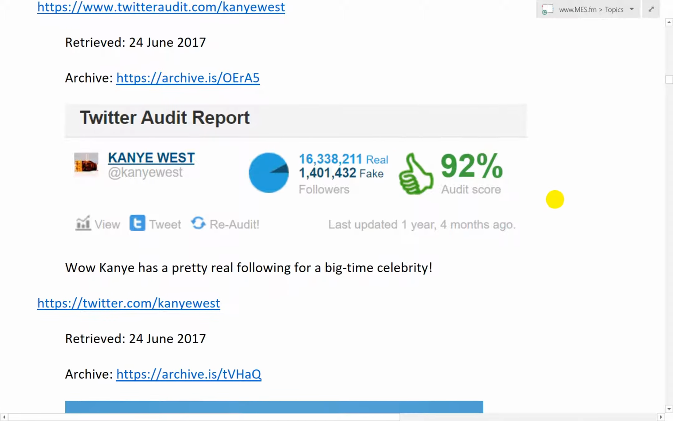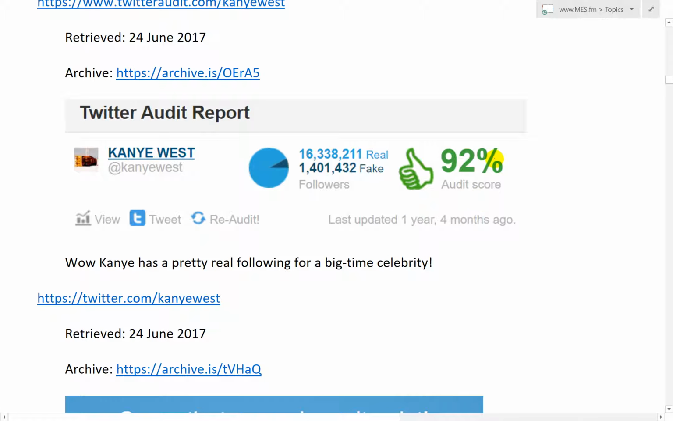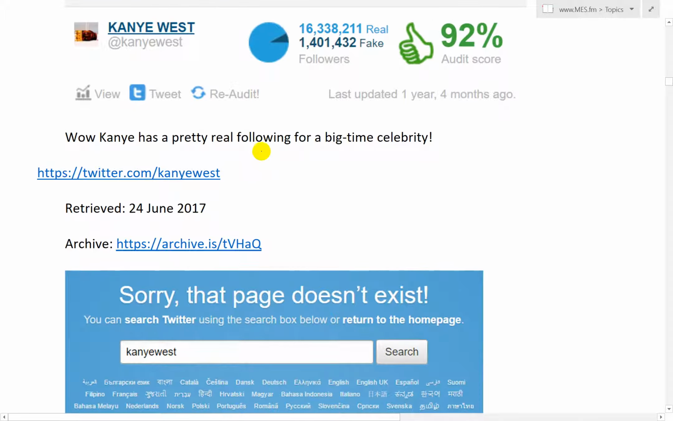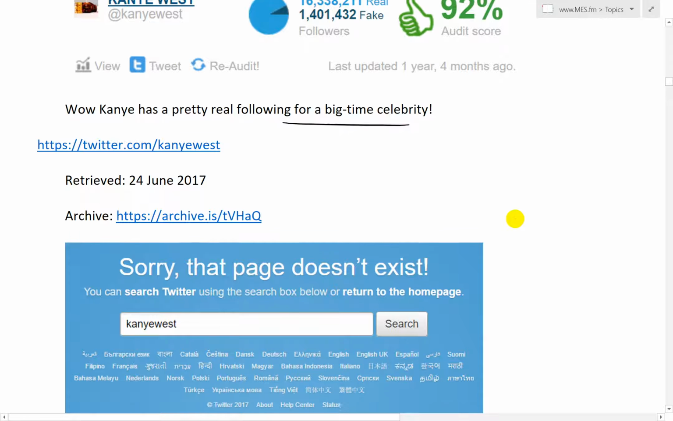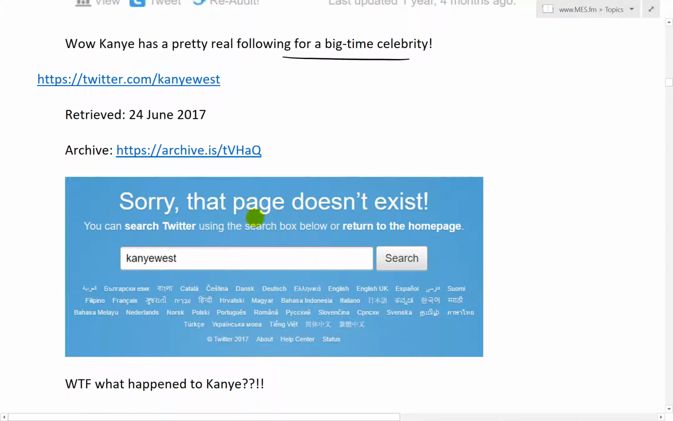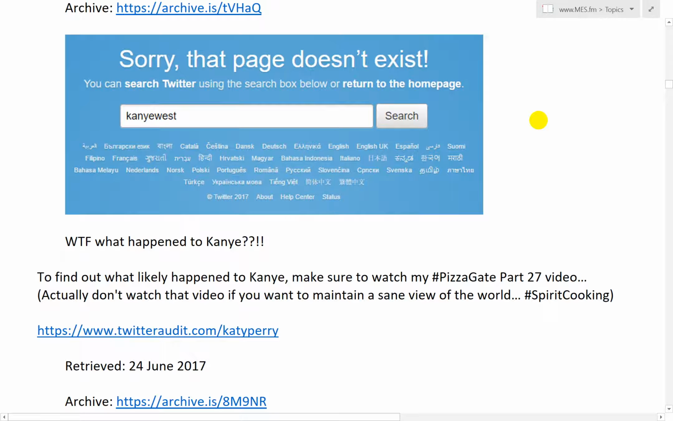I also wanted to check another big time celebrity that has a really high score, Kanye West. He had 16 million real, so 92%. That's very good. Kanye is a pretty real following for a big time celebrity. But now if you go to his account to see what's up, it actually doesn't exist anymore. What the F? What happened to Kanye?